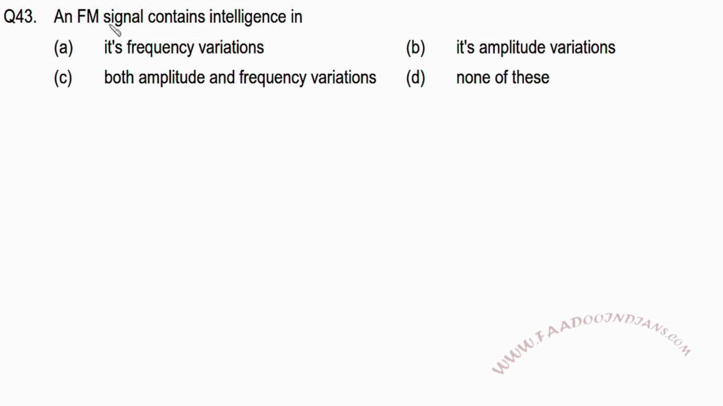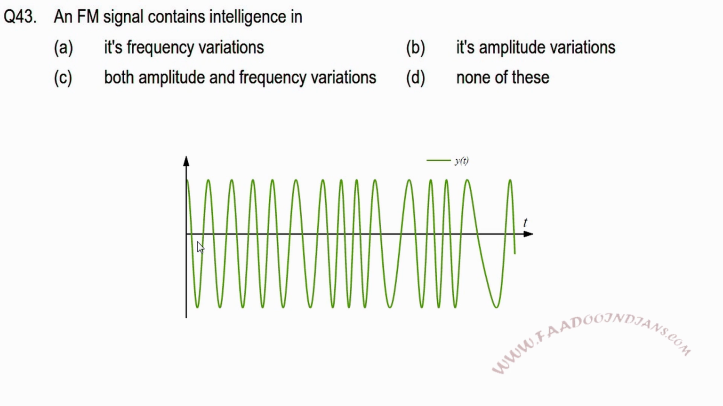43rd. An FM signal contains intelligence in. It is just a simple way of asking what an FM signal is. Well, it uses frequency variations. You can see the amplitude remains the same. There is just a change in frequencies. Therefore, it contains intelligence in its frequency. Therefore, A is the answer here.